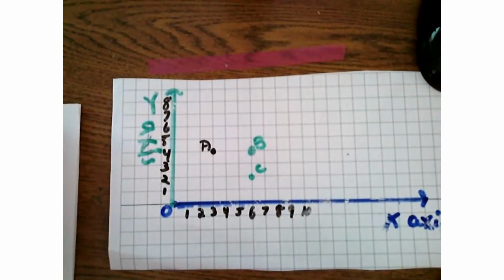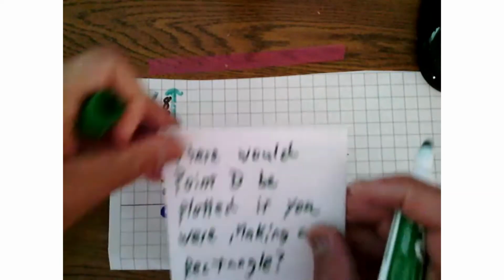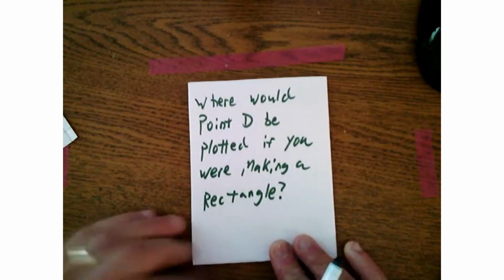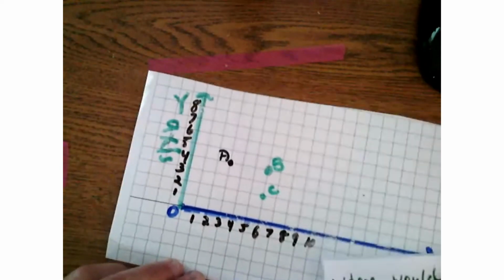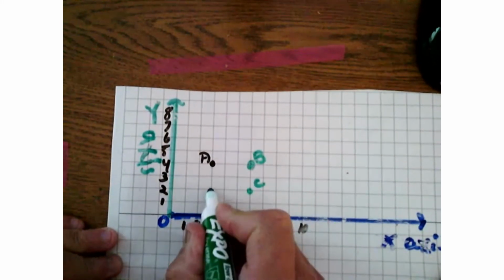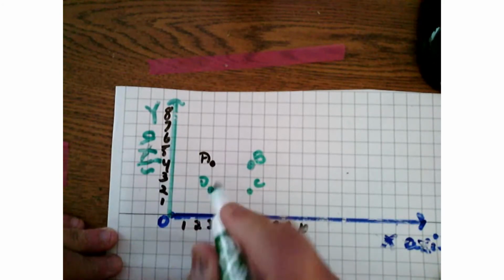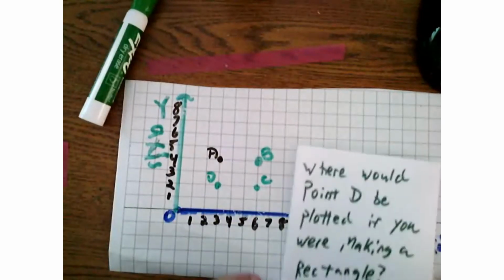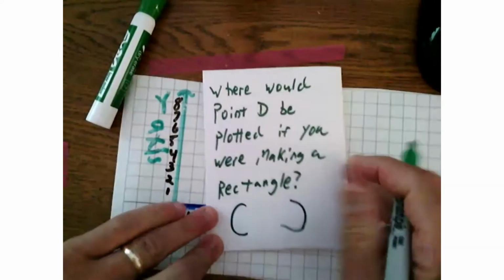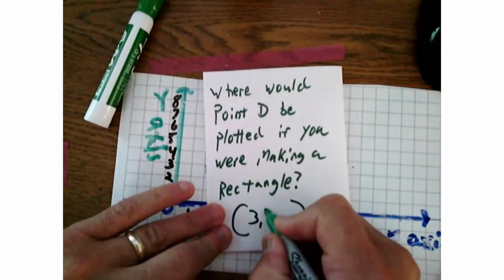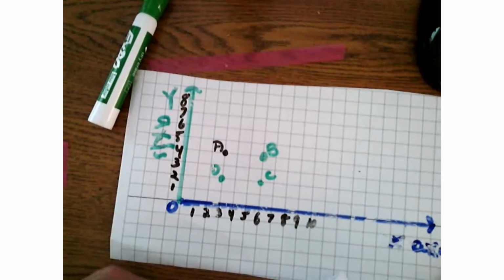All right, I could ask you those type of questions. I could also ask you something like this. Where would point D be plotted if you were making a rectangle? I got A, B, C, and now I've got to figure out point D. Well, if I'm making a rectangle, I know it's got to be right here. Point D, right there. Yeah, that makes a rectangle. And so I would have to list the point. So this would be ordered pair 3, 2. So if I was making a rectangle, I could ask the question that way.